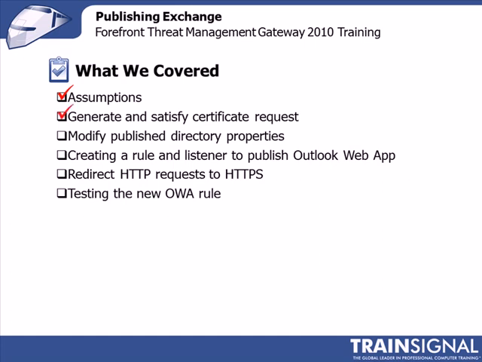You learned how to generate and satisfy a certificate, and remember, when you play around in your own lab, you may have some opportunity to do that. Then you will be able to understand how to create your own certificates. We then modified published directory properties for Exchange so that Threat Management Gateway could more easily and without conflict communicate with Exchange, while at the same time intercepting communications from the outside by virtue of the rule and listener that we created in Threat Management Gateway. We also redirected HTTP requests to HTTPS to make life a little bit easier for our users, and we tested all the rules to make sure that they work well.